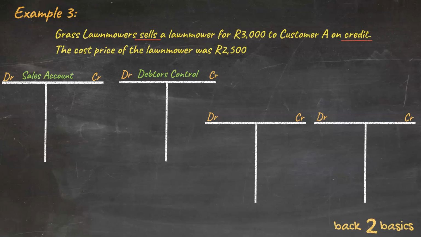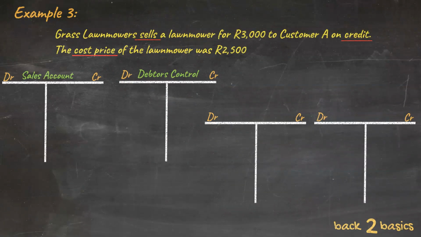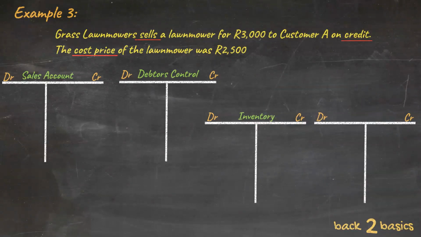Secondly, the lawnmower was sold from inventory at a cost price of 2,500 Rand. So the accounts affected for this part of the transaction are inventory, which is an asset account, and cost of sales, which is an expense account. Recording this transaction using T accounts, it will look as follows.